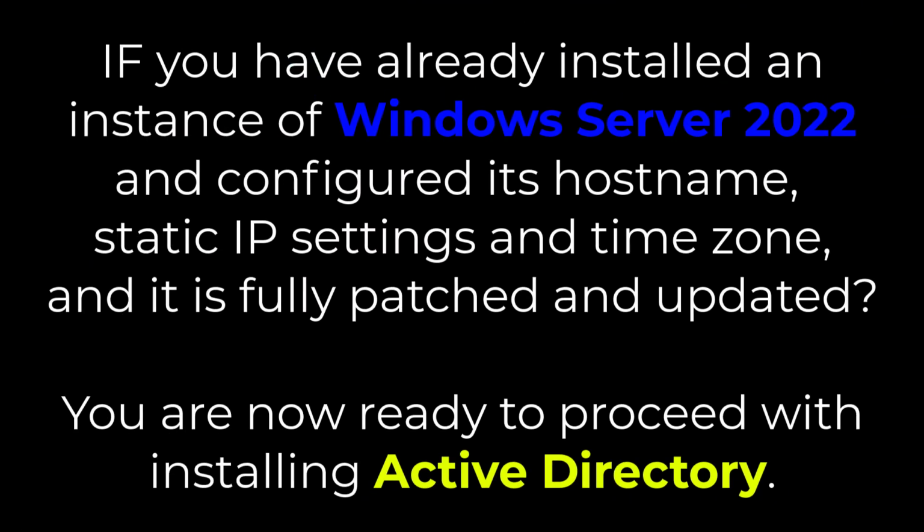If you have already installed an instance of Windows Server 2022 and configured its host name, static IP settings and time zone, and it is fully patched and updated, you are now ready to proceed with installing Active Directory.